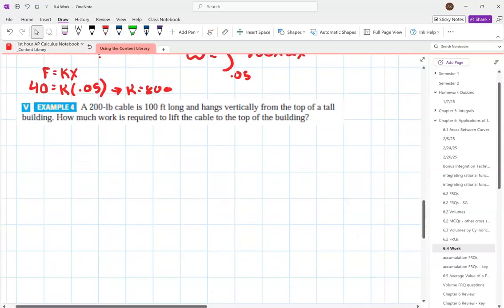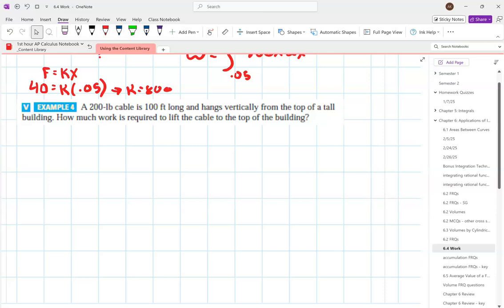All right. So let's look at some setups that are a little bit more complicated here. Here we have a 200-pound cable that is 100 feet long. It'd be weird to have a 200-foot cable that's 100 feet long. It hangs vertically from the top of a tall building. How much work is required to lift the cable to the top of the building? So notice that the force is changing each time you pull a little section of cable up. The remaining cable dangling off the edge of the building weighs less than it did before, right?